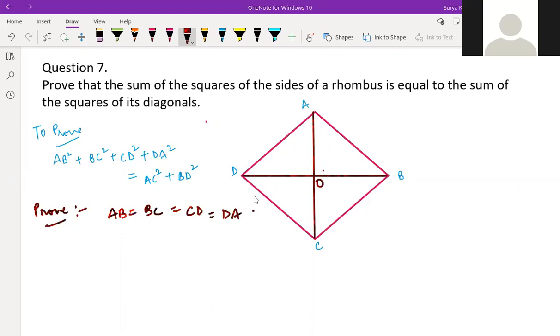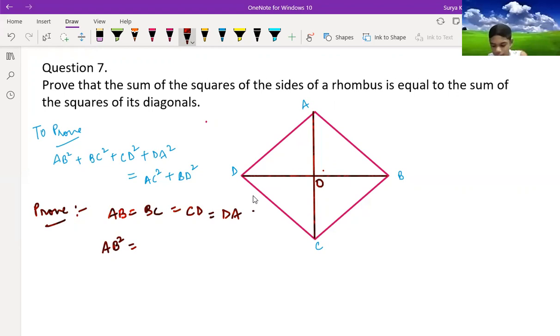So what can we write for AB square? Tell me. For AB square, what can we write? AC square plus BD square. AB square, this is BC square plus BD square.